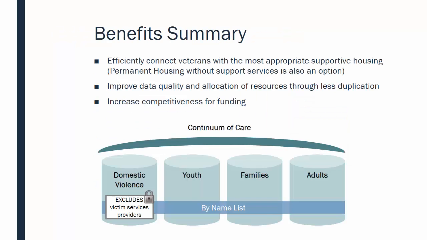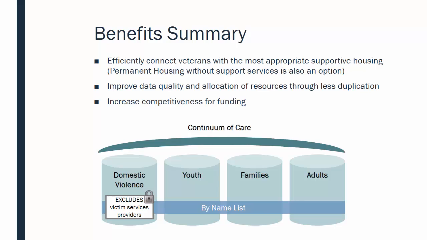Let's sum up the benefits in 3 simple but significant points. The Veteran by Name List identifies all veterans experiencing homelessness to efficiently connect veterans with the most appropriate available supportive housing. It also improves our data quality and allocation of resources by reducing duplication and redundancy.